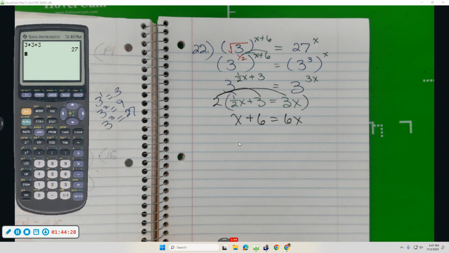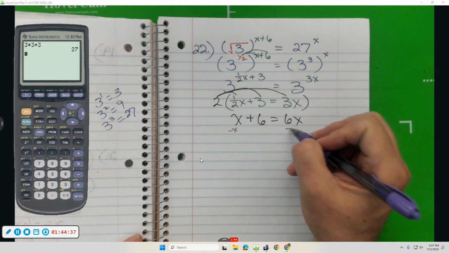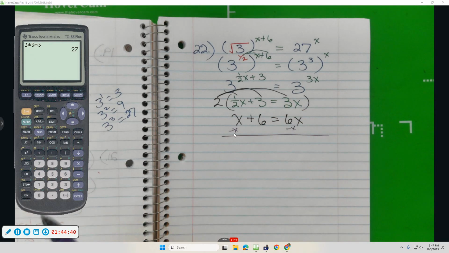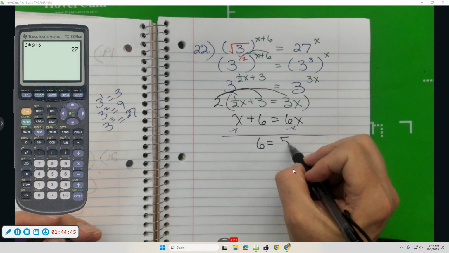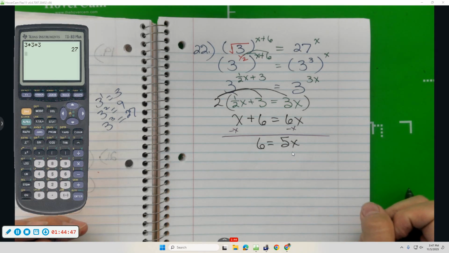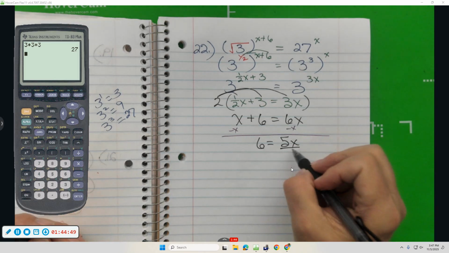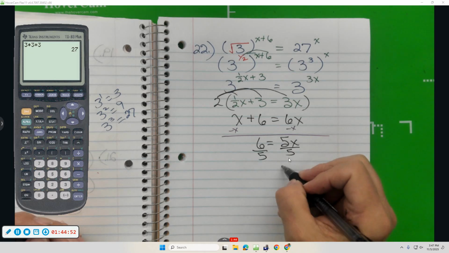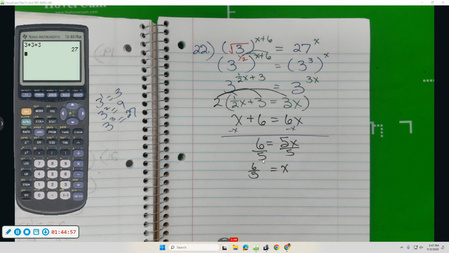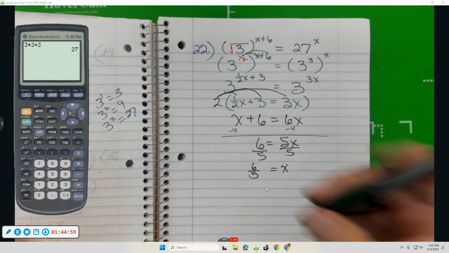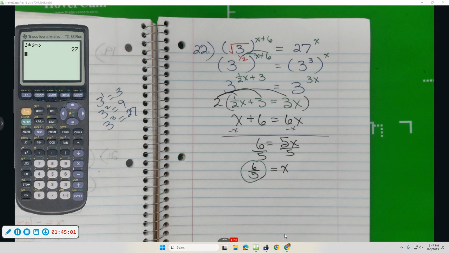This is one of those times I think I'd get the x's on the right side by doing what? Minus x to give me 6 equals 6x minus 1x is 5x, and then divide by 5 to give us x equals 6 over 5 for my final answer. Any questions?